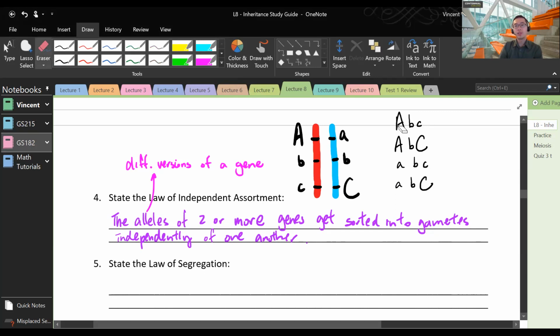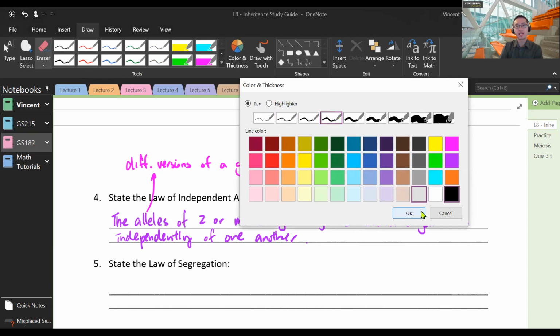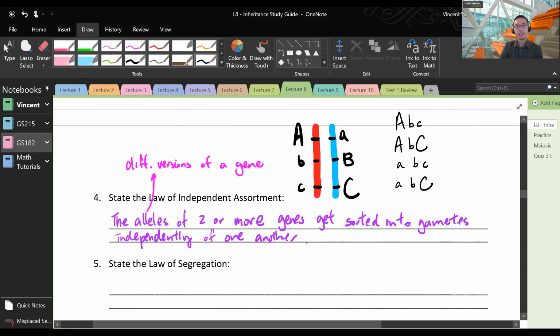Whether you get a big A or a small a for this gene will not affect whether you get a big C or a small c. That's basically what this law is saying. Now, the B doesn't matter because it's the same, so there's no difference there. But let's just say I change this to a big B. So basically, the law of independent assortment states that which allele you inherit for one gene will not affect which allele you'll be inheriting for the next gene.